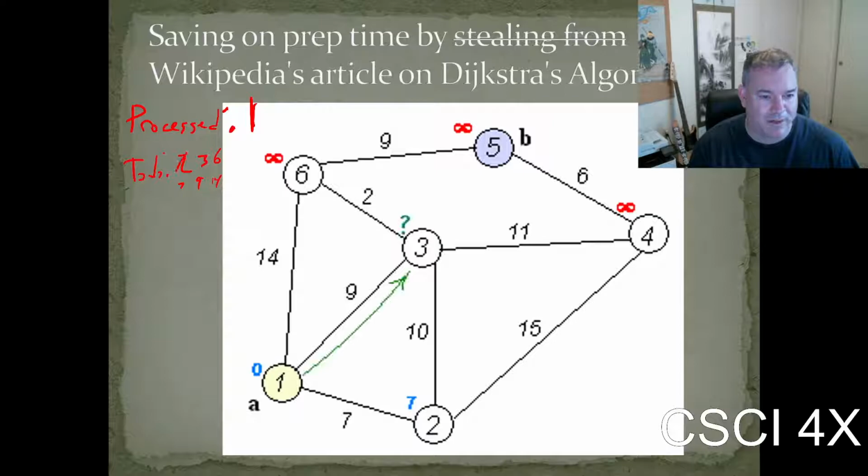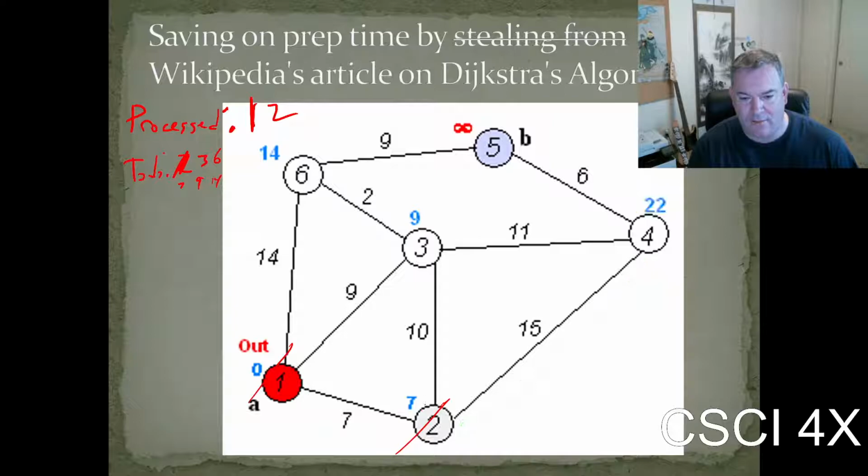Okay, then the loop that we do for graph traversal is you pop something off the to-do list, the to-process list, and you add it to the processed list. So we've processed 1 now. Now I'm going to process 2.